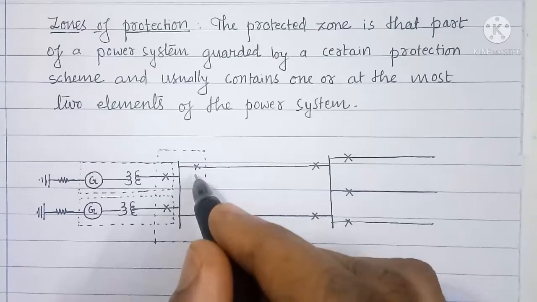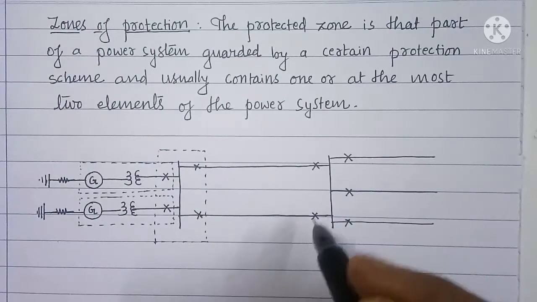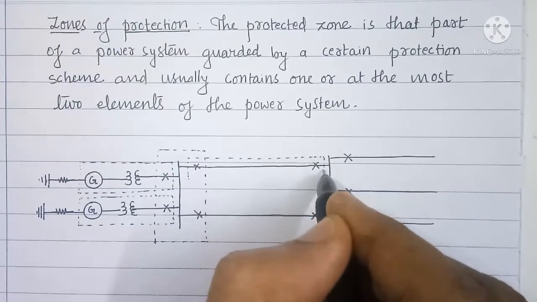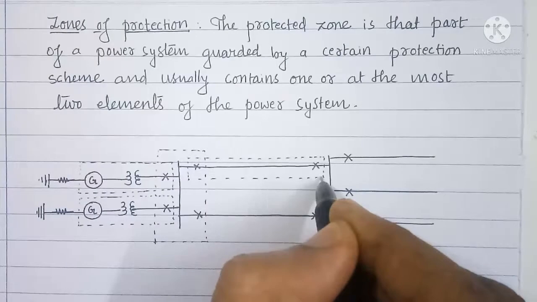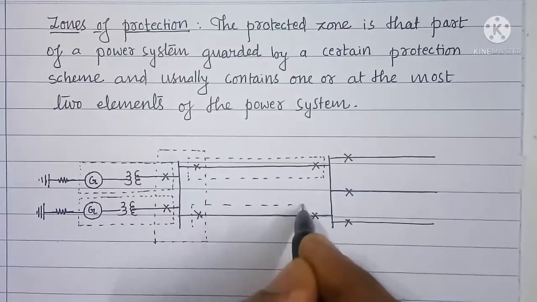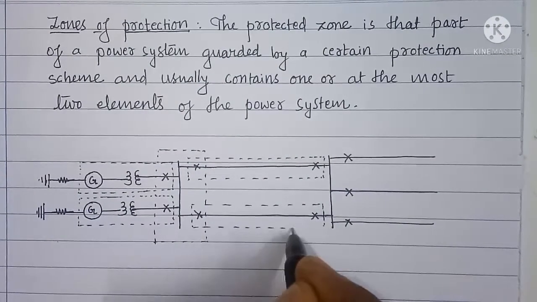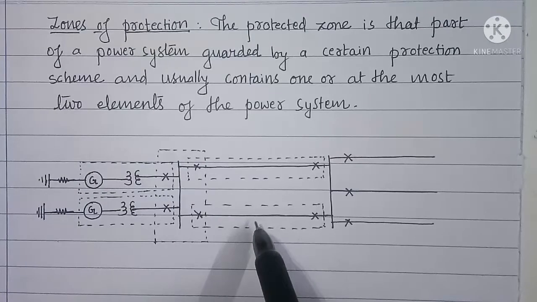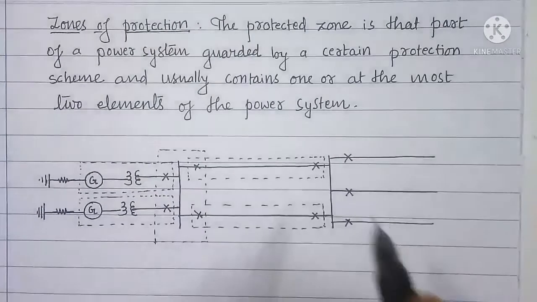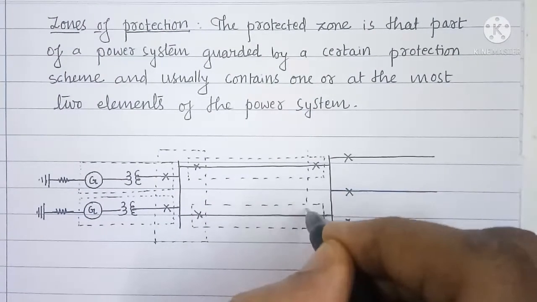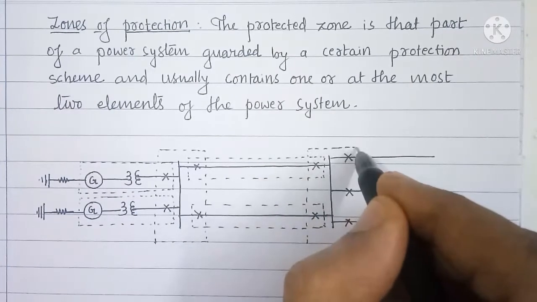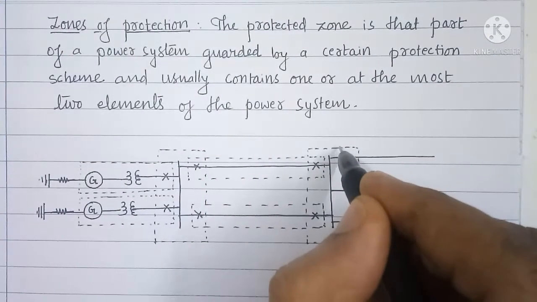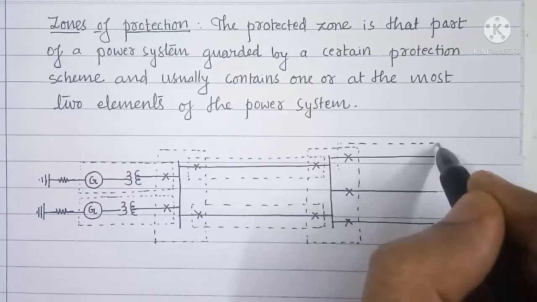Next, we have to show the protection zone for both transmission lines operating in parallel. Now these two zones are the zones of protection for the two transmission lines. Again, we have to show the zone of protection for the next bus. This way, and then for the low voltage line here.